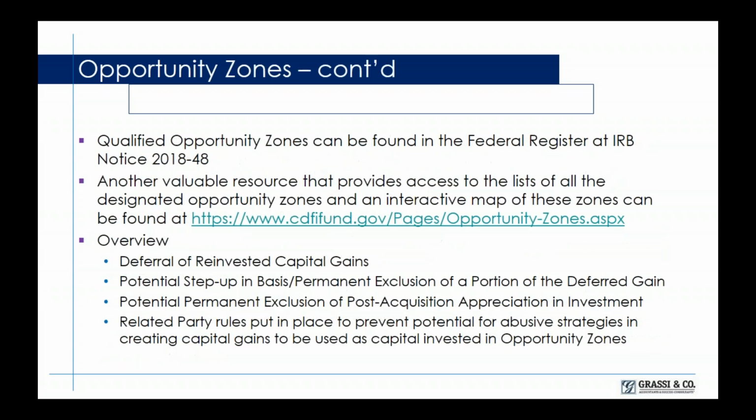Qualified opportunity zones can be found in the Federal Register at Internal Revenue Bulletin Notice 2018-48, or there's a website here, which everyone will be getting in the handouts after the presentation, where you can download an Excel spreadsheet that has about 9,000 lines and lists all of the opportunity zones.